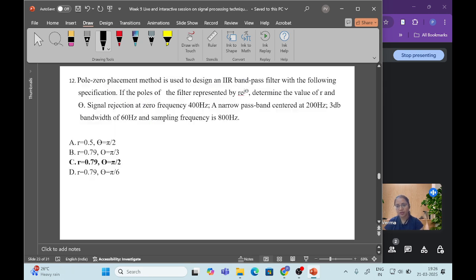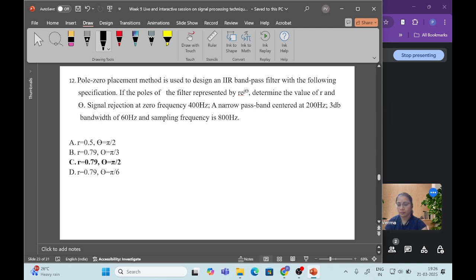So I hope you are getting it. Now moving to the next question. Pole zero placement method is used to design an IIR band pass filter with the following specification. If the poles of the filter are represented by r e to the power j theta, determine the value of r and theta. Signal rejection at zero frequency is 400 Hz, a narrow pass band centered at 200 Hz, 3 dB bandwidth of 60 Hz, and sampling frequency is 800 Hz. These are the parameters given. Now we have to determine the value of r and theta.